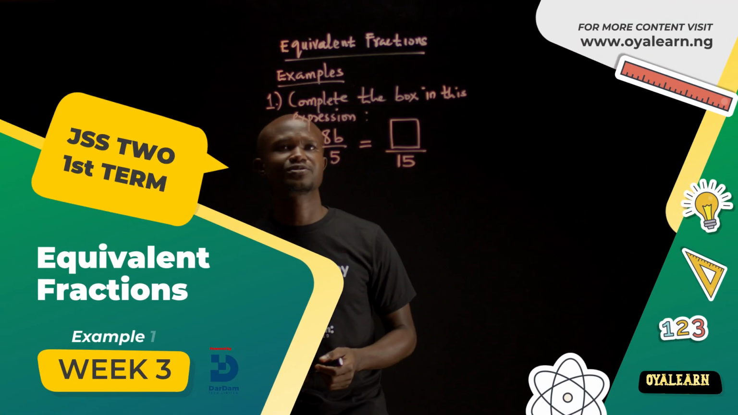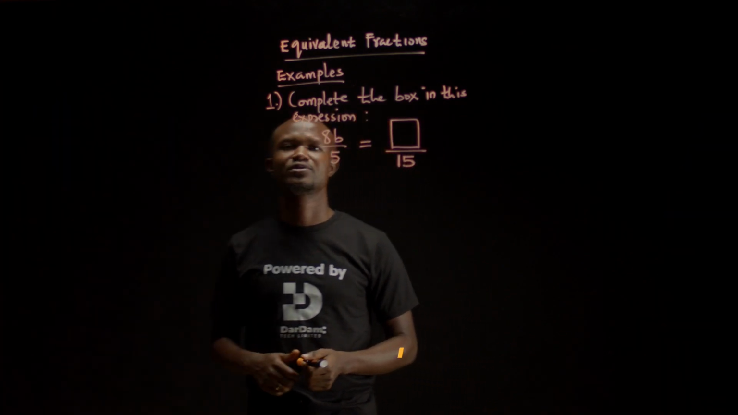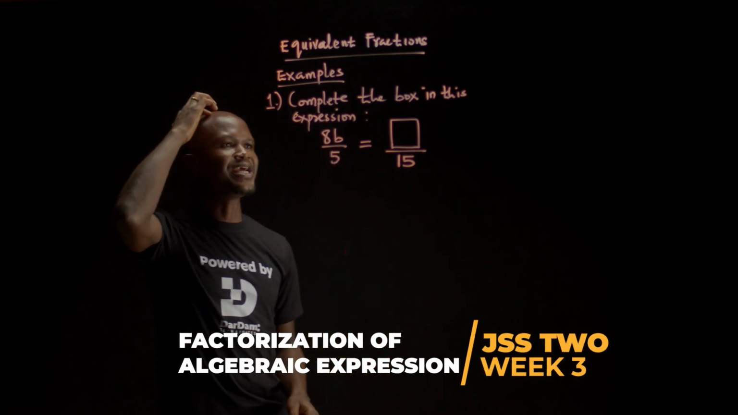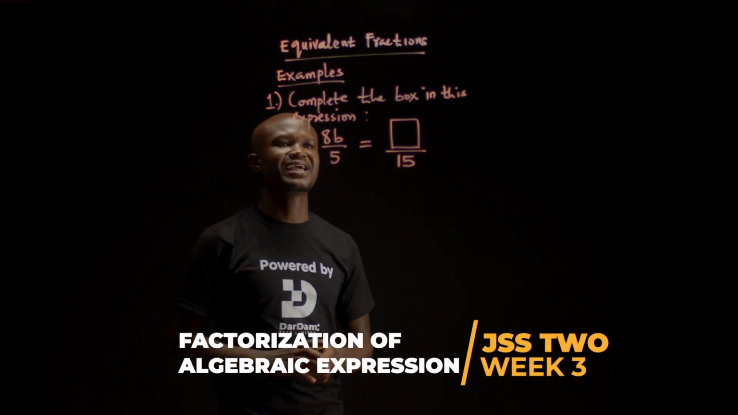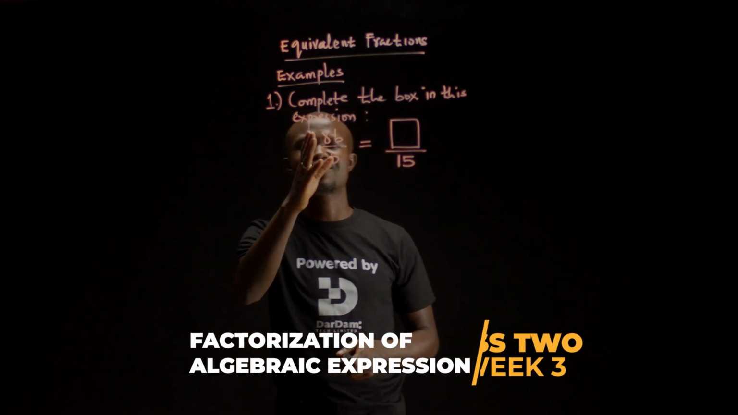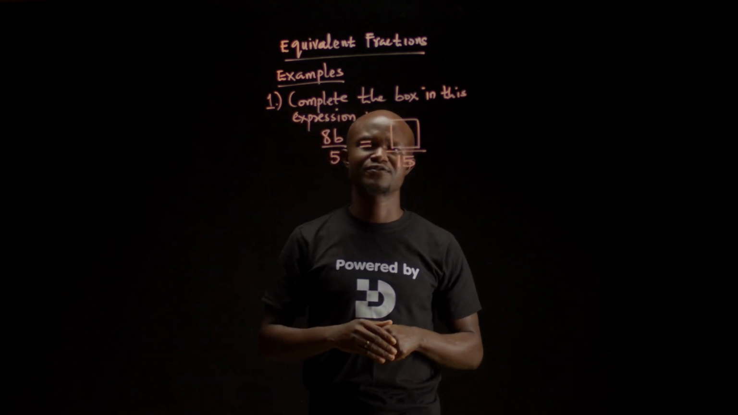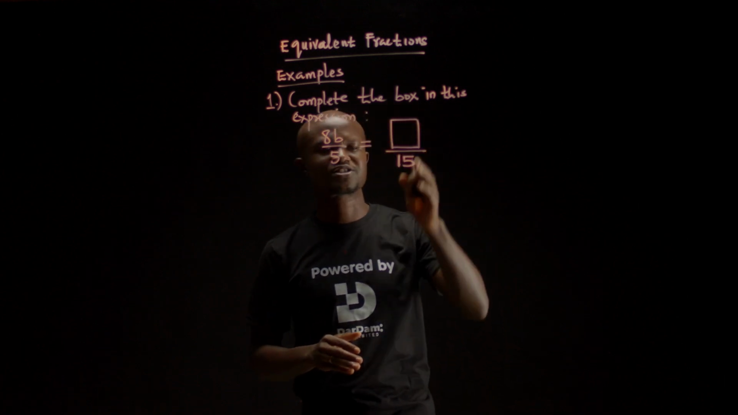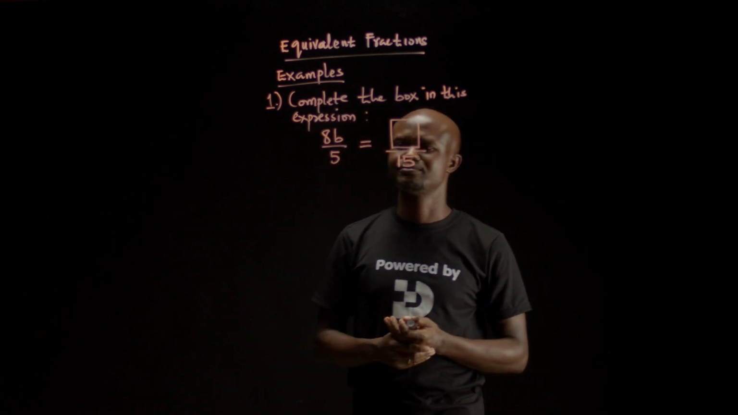Equivalent fractions. Examples. Complete the box in this expression. On the left-hand side, we have 8b divided by 5 is equal to box divided by 15.